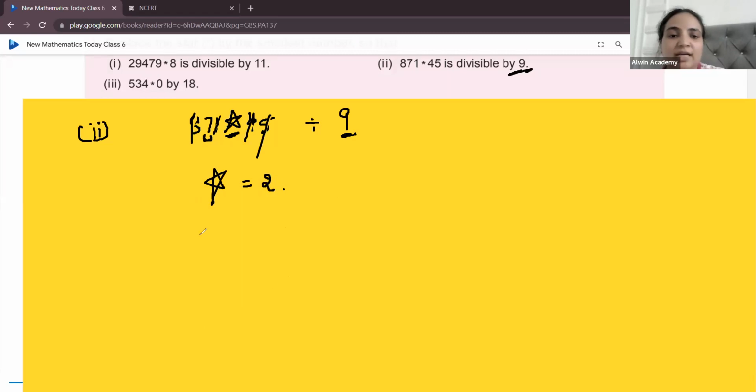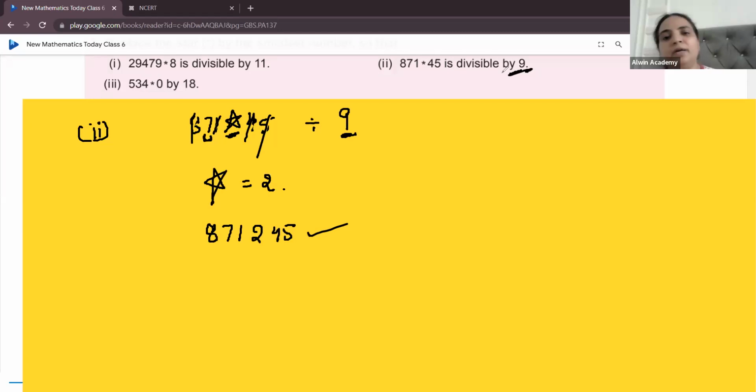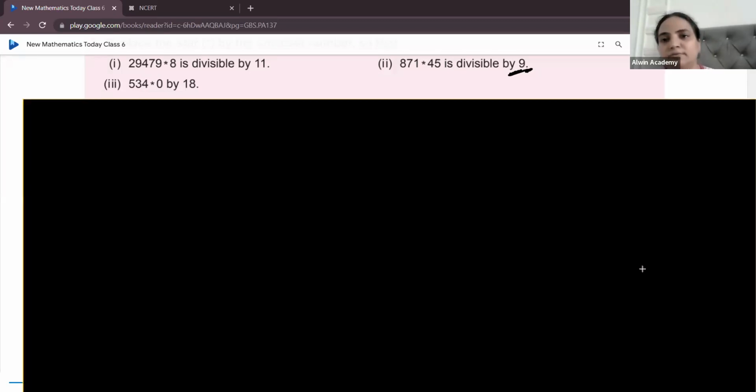That means the number is 871245. This is divisible by 9. Understood or not, bacha? Clear? Yes. Let's move on to the next part. This is an interesting one. Let's do this. So that is the third part that we are solving right now.